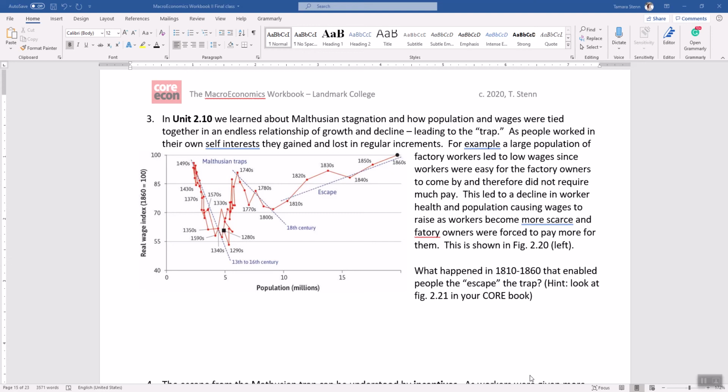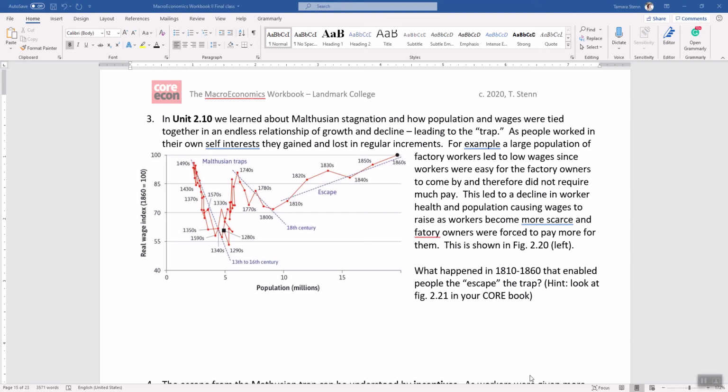Okay, here we are, Unit 2, Question 3. So we're taking a look at Malthusian stagnation. We're going back to things that we'd been studying in the classroom. So we learned about the stagnation, how population and wages were tied together in an endless relationship of growth and decline leading to the trap, right?